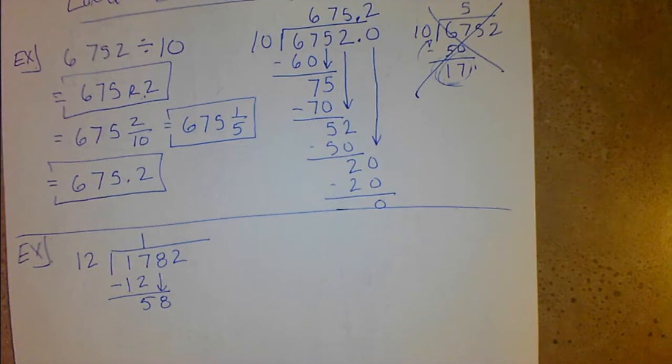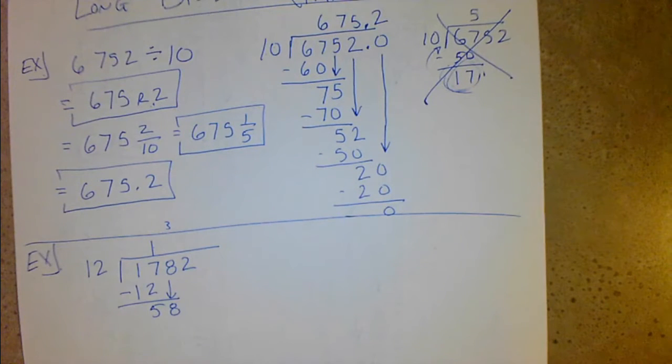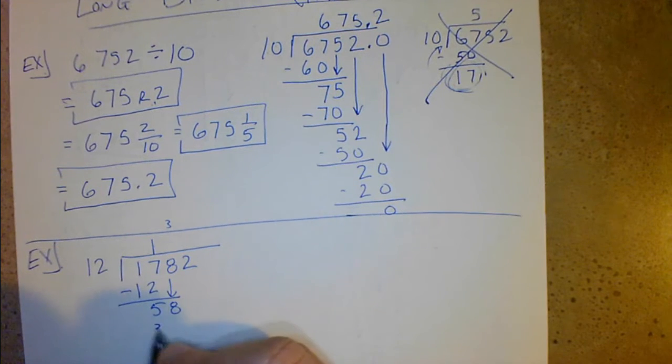Now, I'm going to do the next step wrong because I want to remind you what it looks like when it's wrong. Because I got to ask myself, how many times does 12 go into 58? That's a 2-digit number going into a 2-digit number. Let's say I say it's 3. It's not 3. How do we know it's not 3? Well, 3 times 12 is 36.